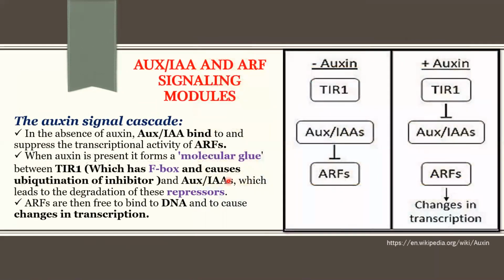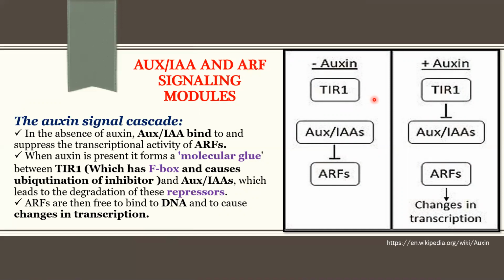All right, so now we will see the signaling pathway. In the absence of auxin, as I have mentioned earlier, Aux/IAA binds to and suppresses the transcriptional activity of ARFs, which is seen in this figure. It suppresses the activity of ARF. When auxin is present in the form of molecular glue, auxin first binds with TIR1, which is transport inhibitor response.